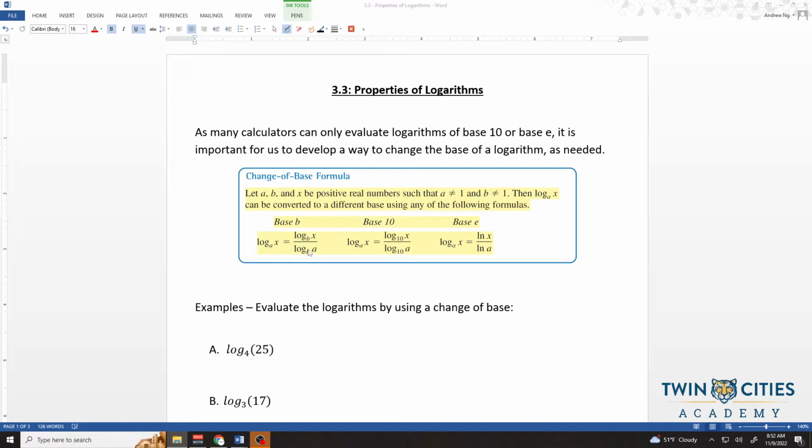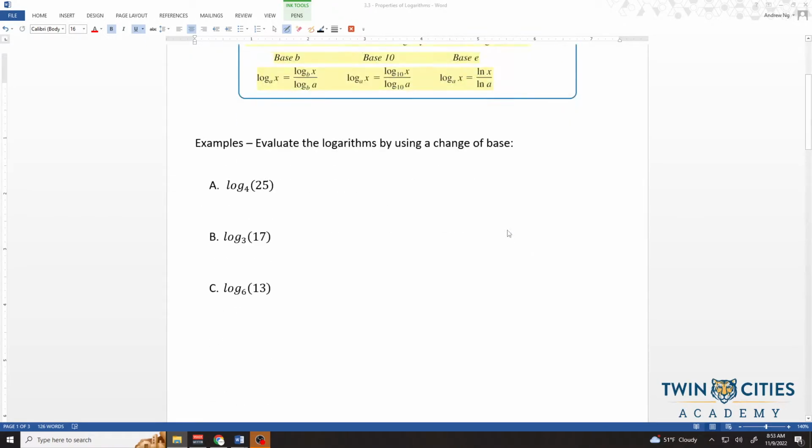And since we're choosing what our new base is going to be, oftentimes, because our calculator can use base 10 and base e, we're just going to select one of those. So log base a of x could be log base 10 of x over log base 10 of a. Or we could choose the natural logs and say log base a of x is equal to the natural log of x over the natural log of a. So let's do a few examples.